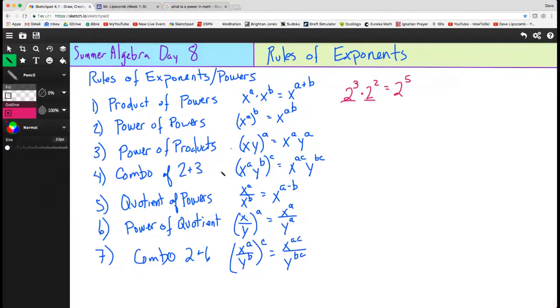Many of these involve the same base. So be careful. If it's all x's, like here we have an x and here we have an x, this rule is only true when the base is the same. Okay, now let's look at another thing.